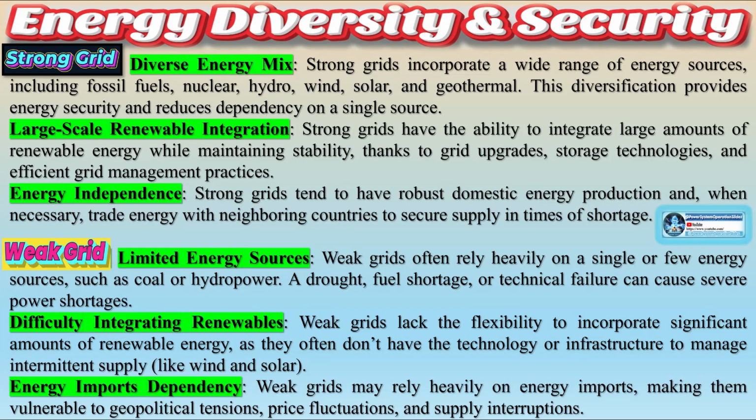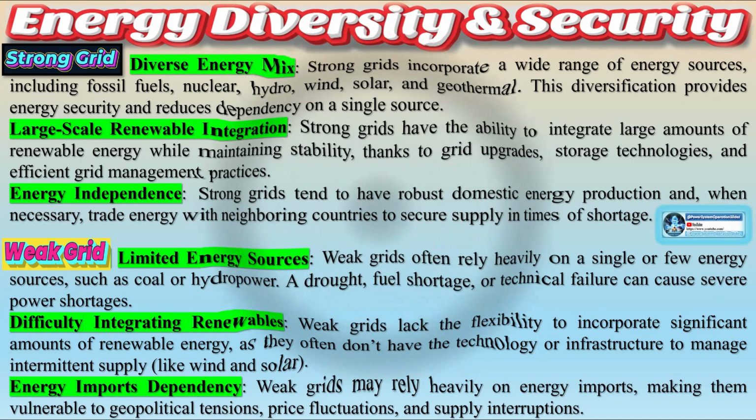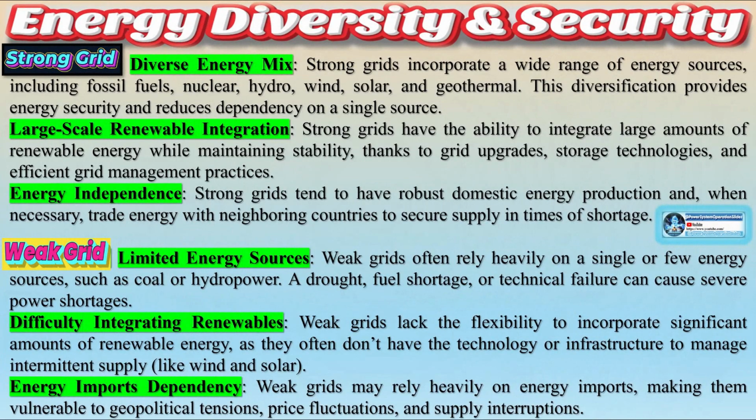Weak grids may only have rudimentary protection systems that are slow to detect and respond to faults, resulting in more widespread outages. A single fault can destabilize a weak grid due to insufficient fault isolation and recovery mechanisms. In weak grids, fault detection is often manual and slow, leading to extended outages while crews work to locate and repair the issue.